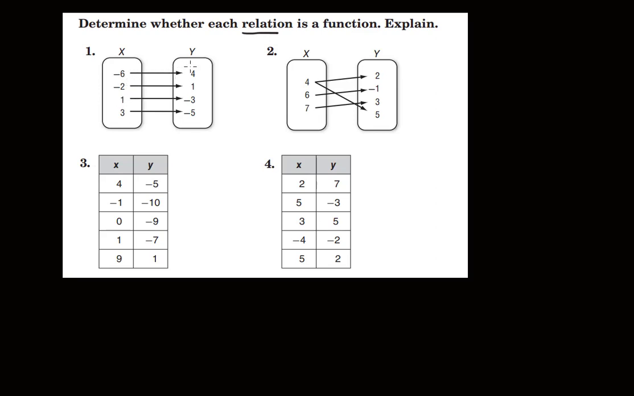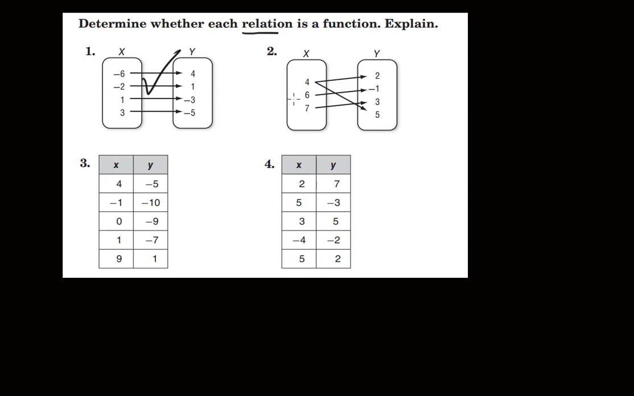They are all associated with different values for y, or they could be associated with the same value. They could all be 4, or all be 1, all be -3 or -5. So we will say yes, this is a function because every x value is associated with one and only one y value. That is the explanation.